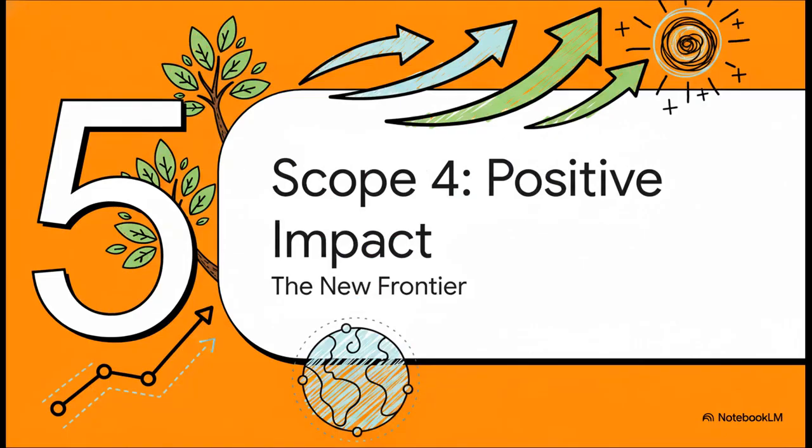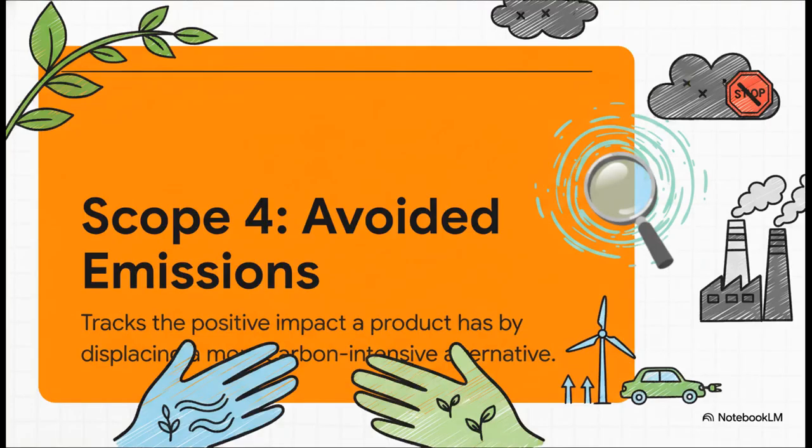So we've talked about all the negative impacts, all the pollution accounted for in scopes 1, 2, and 3, but now we get to a fascinating twist in the story. There's an emerging idea that tries to account not for the negative impact, but for a company's positive contribution. Welcome to Scope 4, also known as avoided emissions. Now, this is a much newer idea, and it's not as standardized as the others. But the concept is powerful.